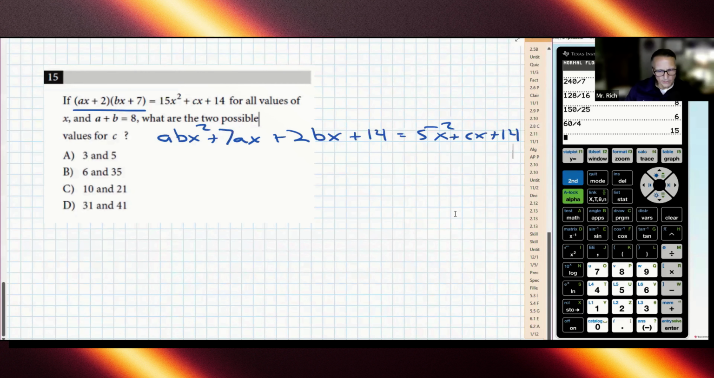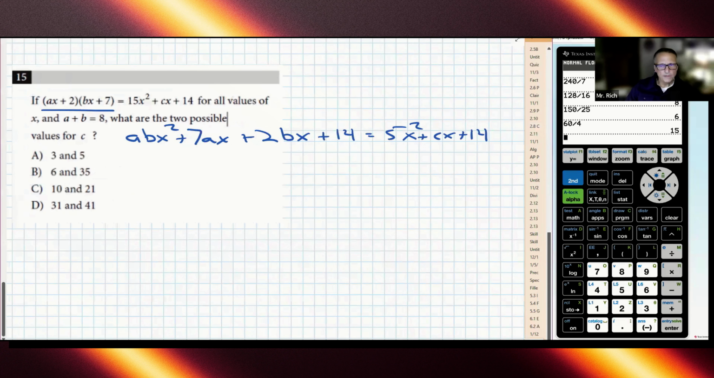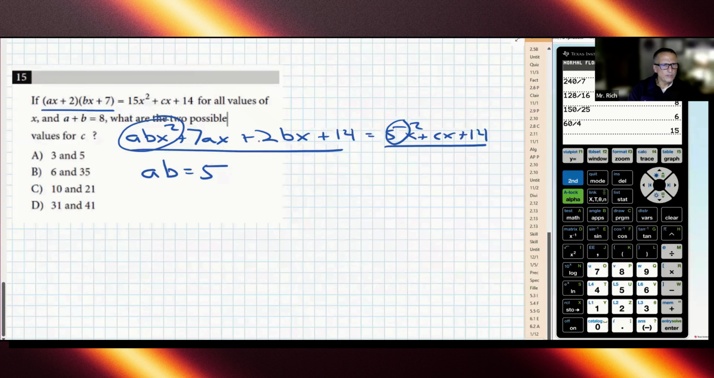Well, what I'm doing here is something we call matching coefficients. Because if these two expressions on either side are equal, and they are, then the coefficient in front of the x squared term, and there's only one of them over here, has to be equal to the coefficient of the x squared on the other side. So I'm going to write that result down, that A times B has to be 5. Now, I'm trying to find a value for C, right? So what else do I know?